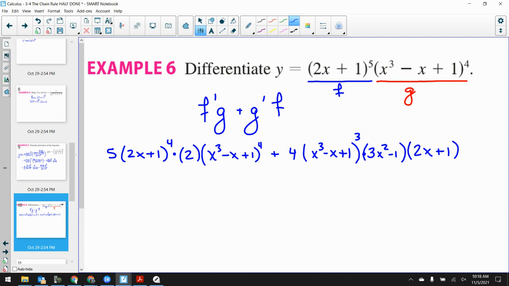Now, I want to see how far I go with the simplification. I want to see what the book does with the simplification.